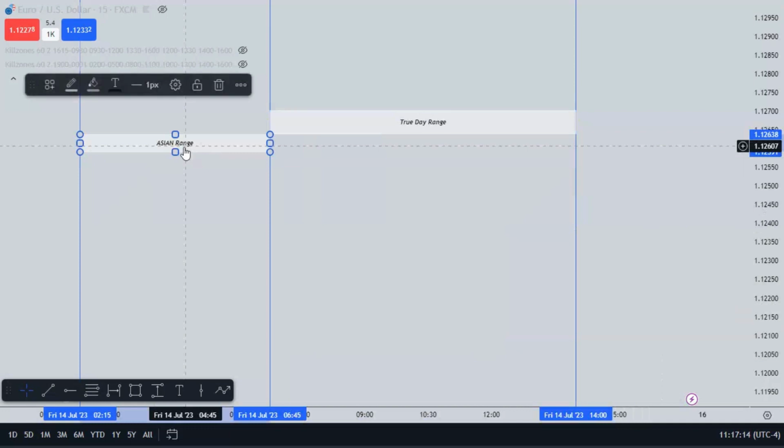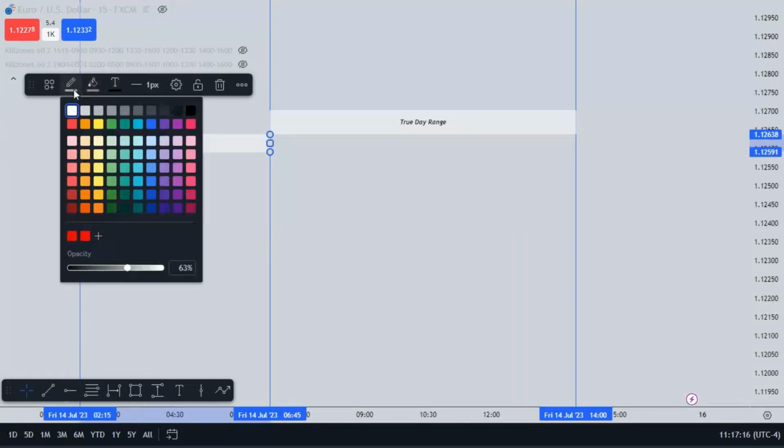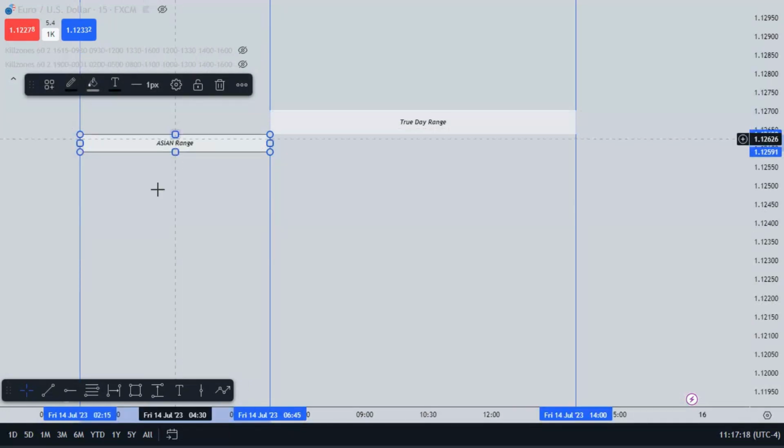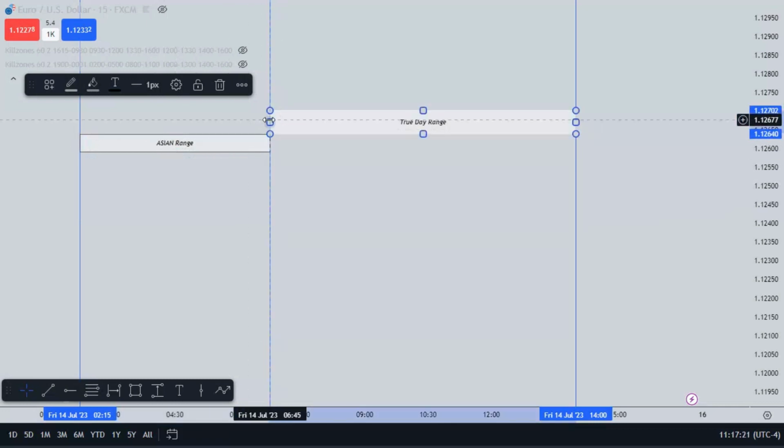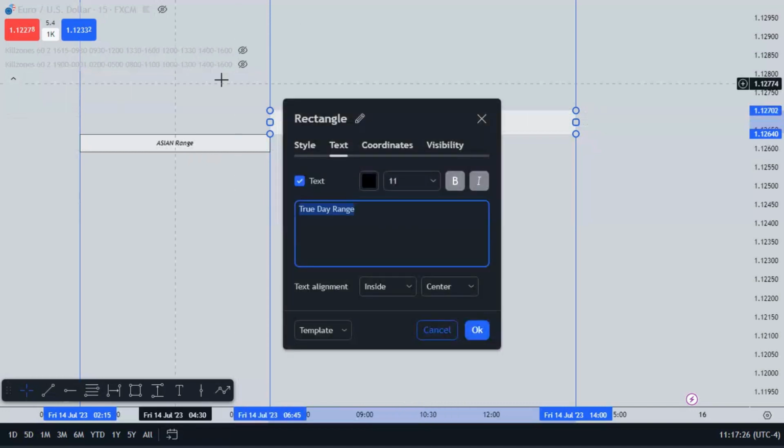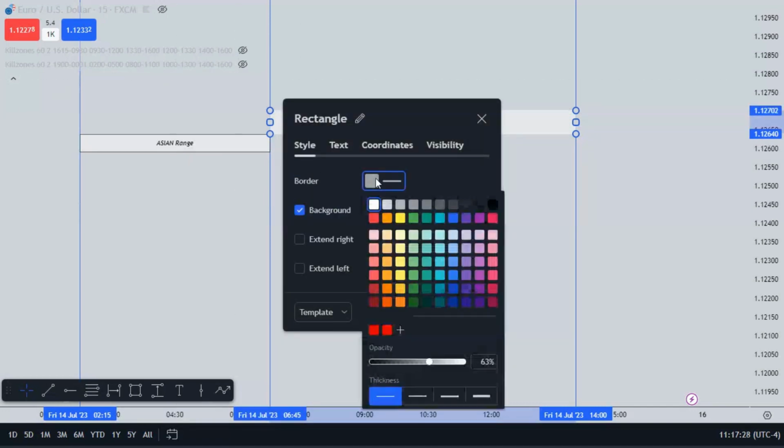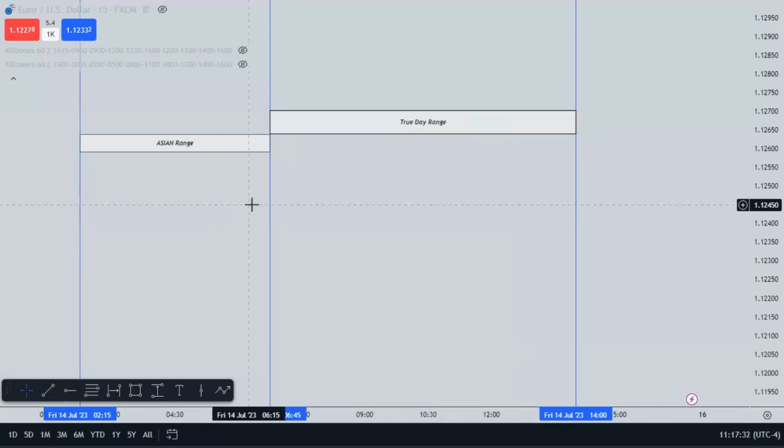The Asian range only happens when price reaches 8 p.m. New York time to midnight, right? So it's pretty much data from the previous day. And then we have our true day range, which consists of our kill zones. This is the London kill zone, the New York kill zone, the AM trend and the PM trend for futures, right? I'm just gonna sketch those out right now, something like this.